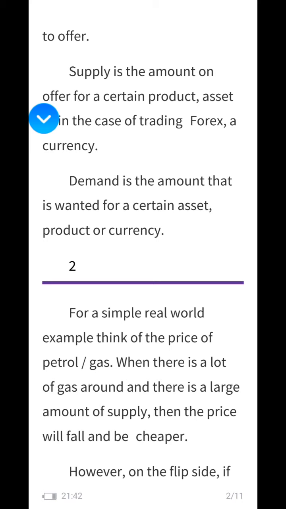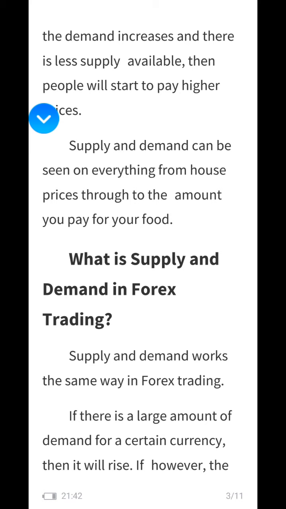For a simple example that we can look at, for example, petrol or gas. When there is a lot of gas around and there is a large supply, what will happen is that the price will fall and it will be cheap. So when there's a lot of gas around, there is a large amount of supply, which we need to take note of. Now the demand increases and the less supply is available.